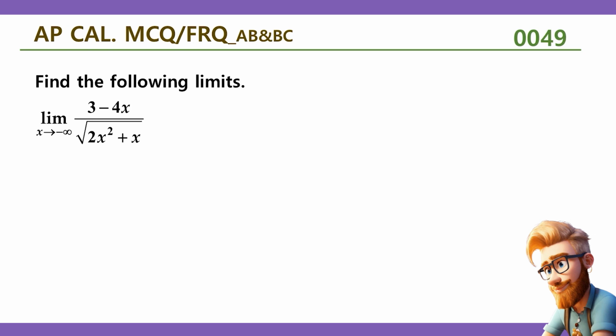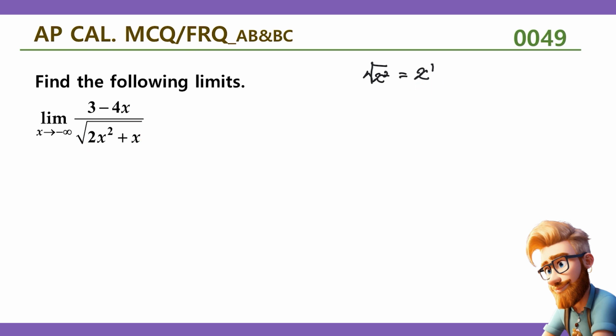Question 49. We have the limit as x approaches negative infinity of (3 minus 4x) over the square root of (2x squared plus x). Let's look at our denominator. The highest degree term is the square root of x squared, which is equal to x to the power of 1. So the highest degree in our denominator is x to the power of 1, so we're going to divide both the numerator and denominator by x to the power of 1.